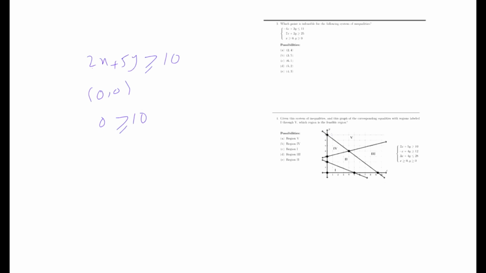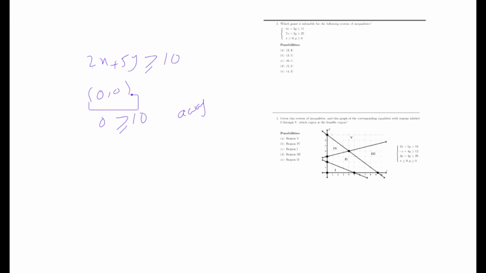It's false, right? If your test point fails, then you would say the solution, the shaded portion, is away from the origin. And if 0, 0, the test point, satisfies the inequality, then you would say the shaded portion is towards the origin.